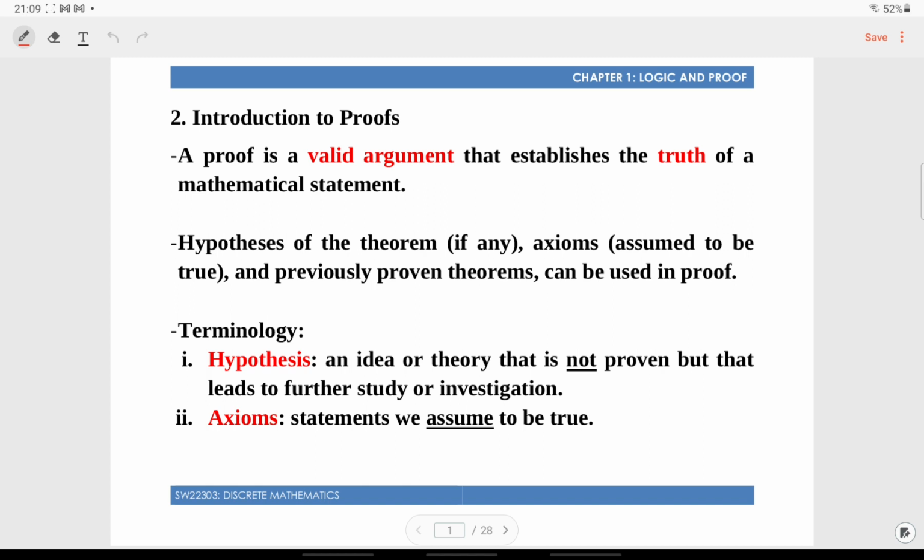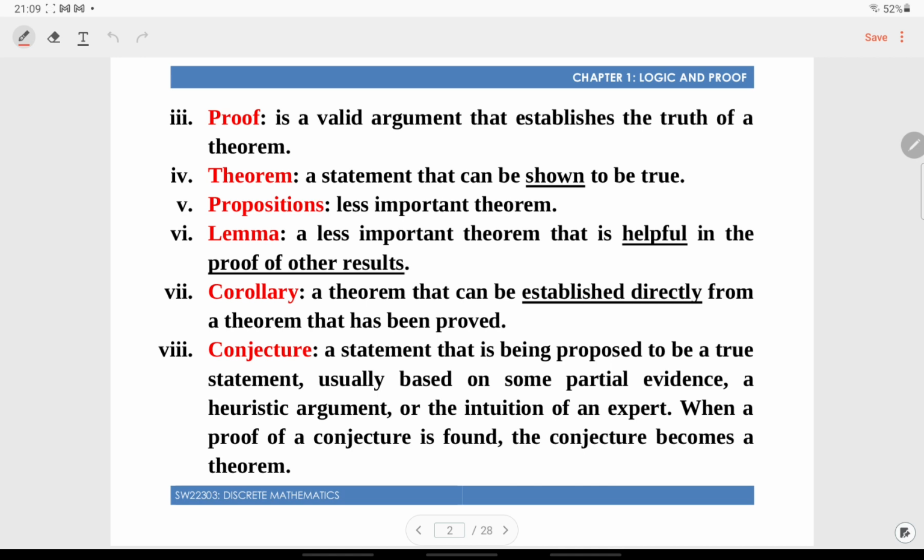Then we have an axiom. What is an axiom? Basically, an axiom is a statement that we assume to be true. It is a statement, and we assume that the statement is true. That is what we call an axiom. Next is the proof. A proof is a valid argument that establishes the truth of a theorem. Then, a theorem is a statement that can be shown to be true. Once a statement can be shown to be true, it is a very important statement, so we call that kind of statement a theorem.